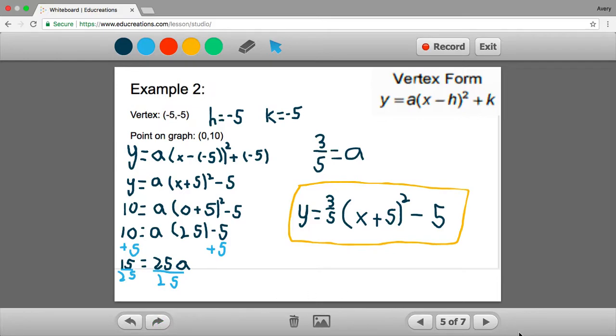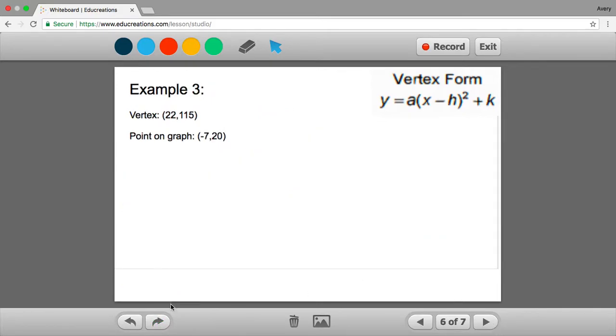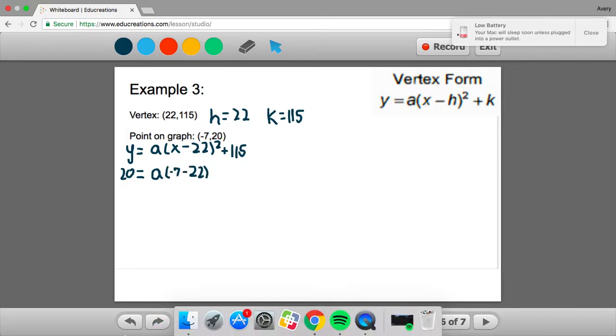So now let's try one more, but with a few bigger numbers. So now we're going to do the same thing and find our h and k. So our h is going to be 22, and our k is going to be 115. So now we're going to write our equation, which is going to be y equals a times x minus 22 squared plus 115. Now we are going to plug in our point, which is going to be 20 equals a times -7 minus 22 squared plus 115.